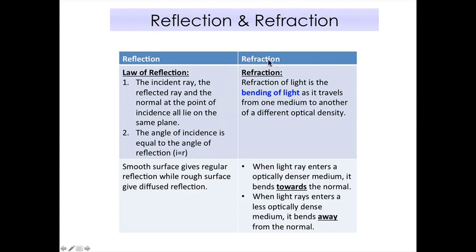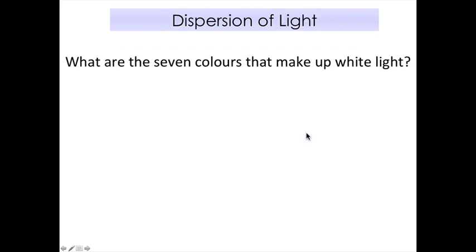Then for refraction, we know it's the bending of light. This happens when it travels from one medium to another of different optical density. Okay, so when it travels to a more optically dense medium, it bends towards the normal. When it travels to a less optically dense medium, it bends away. So this is what we went through just now. Okay, so we move on to the next part of the notes.